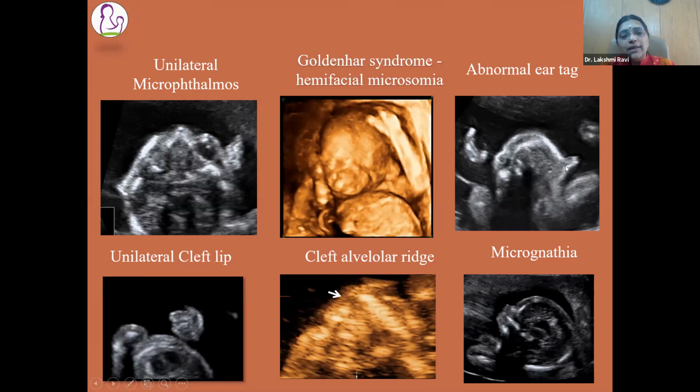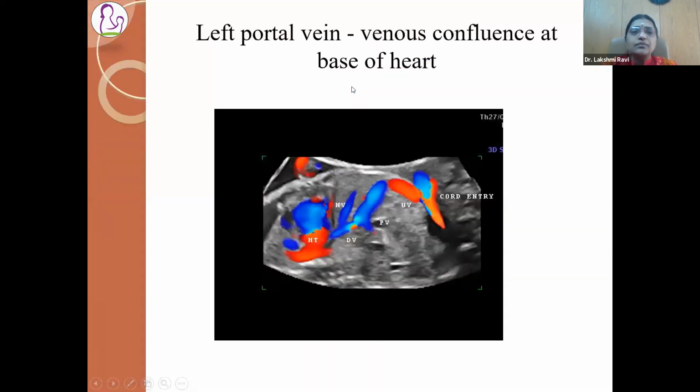Look at this abnormal ear tag here. You have a cleft lip, and you see the cleft in the alveolar ridge and the palate, and that is micrognathia. All these things put together bring out the syndrome of a hemifacial microsomia.